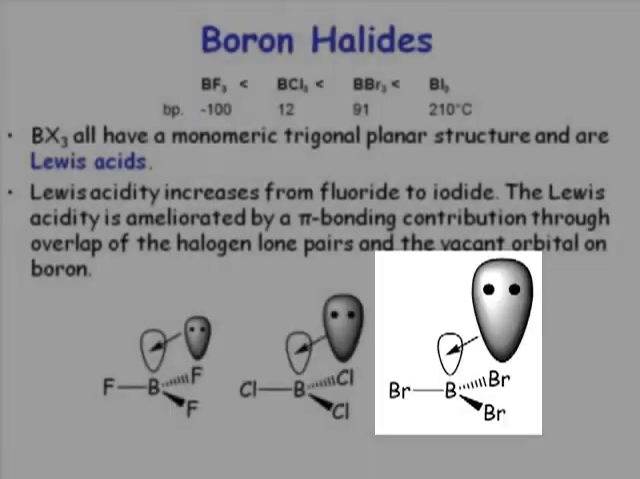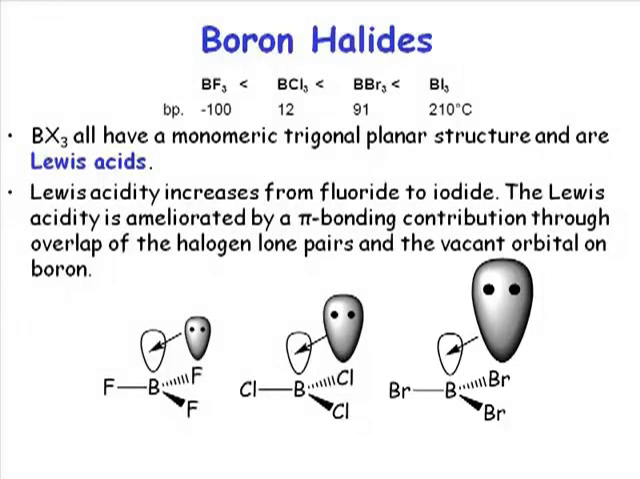So you are more effectively filling that p orbital with lone pair electron density in the case of boron trifluoride than you are in the case of boron tribromide or boron triiodide. And of course, if you fill the vacant orbital, then you are negating, ameliorating the Lewis acidity of your boron halide. So the explanation as to why boron trifluoride is the weakest of the Lewis acids is because the vacant orbital responsible for its Lewis acidity is filled with pi overlap from lone pairs in here.